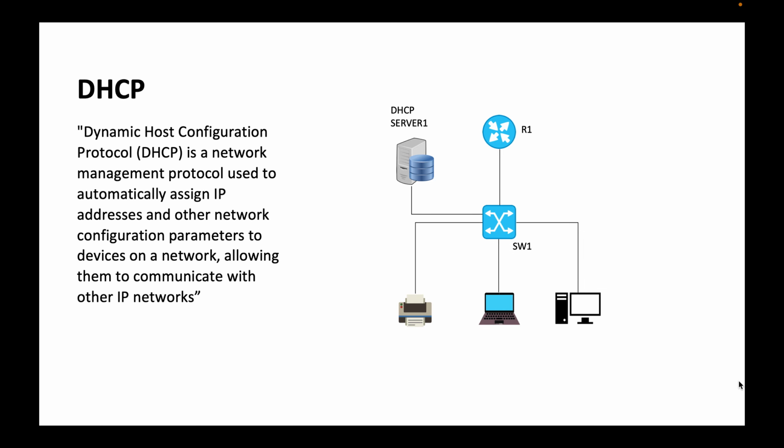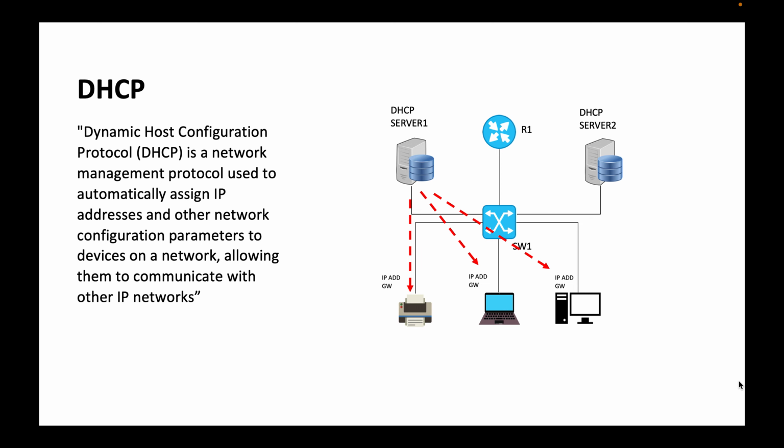DHCP, also known as Dynamic Host Configuration Protocol, is a network management protocol used to automatically assign IP addresses and other network configuration parameters to devices on a network, which allows them to communicate with other devices on an IP network. Multiple DHCP servers can be used in a large network to provide redundancy or load sharing.